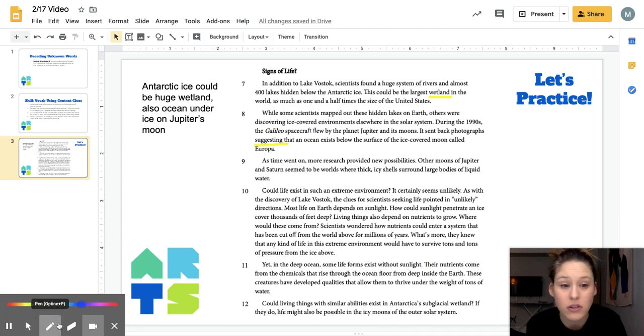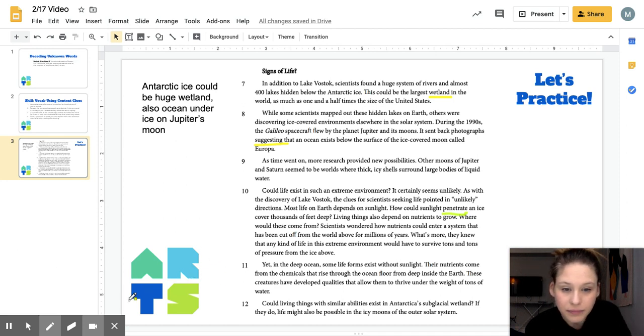Okay, so if I was a student, I would be like, what does penetrate mean in this context? I don't know how that connects to ice. My highlighter is a little bit different color, but that's okay. It's a little bit green. Let's keep going. Living things also depend on nutrients to grow. I don't know if I know what nutrients means in this context. Where would these come from? Scientists wondered how nutrients could enter a system that had been cut off from the world for millions of years. What's more, they knew that any kind of life in this extreme environment would have to survive tons and tons of pressure from the ice above.